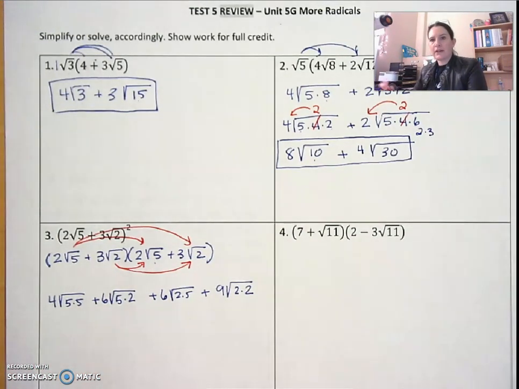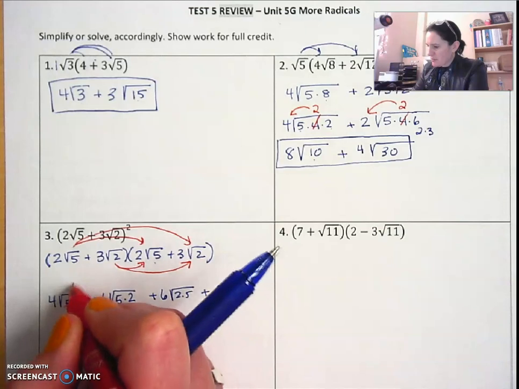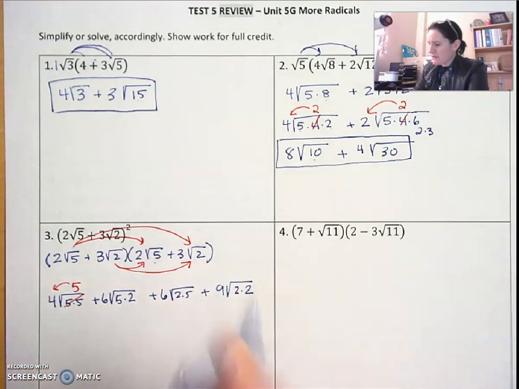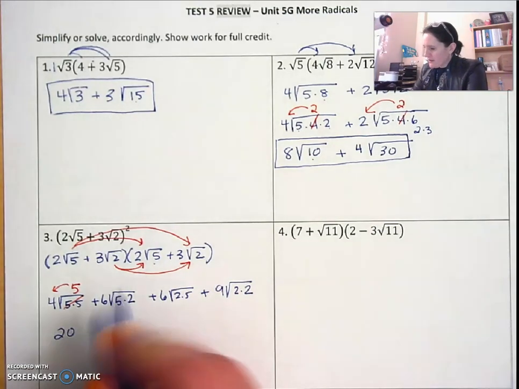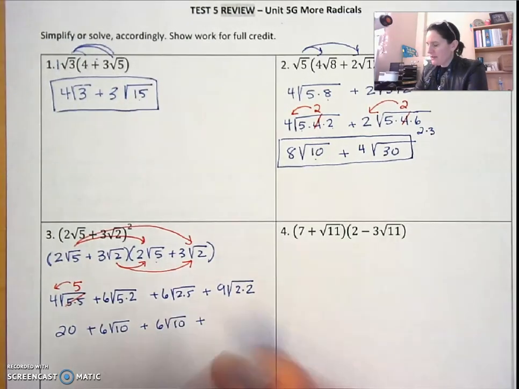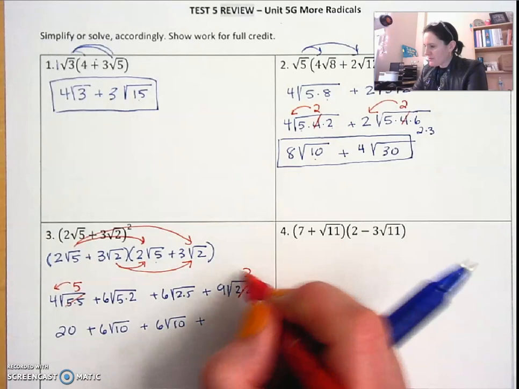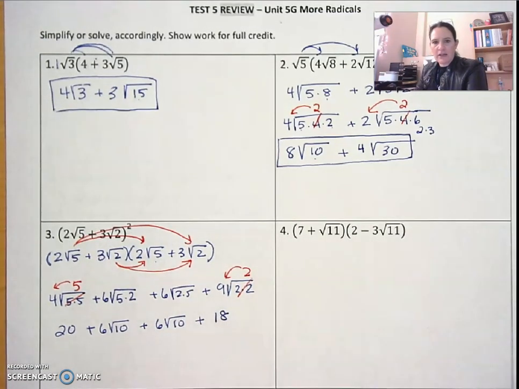So now I look for any more factoring I can do, or whether I have pairs. So in the first term I have a pair of 5s. I'm going to pull out 1. Times that 4 is 20, and there's no more radical because I simplified everything inside. Here, nothing simplifies in the radical, so this is 6 rad 10. This one also is 6 rad 10. And then the last one, there's a pair of 2s. Times the 9 gives me 18, and there's nothing left in the radical.